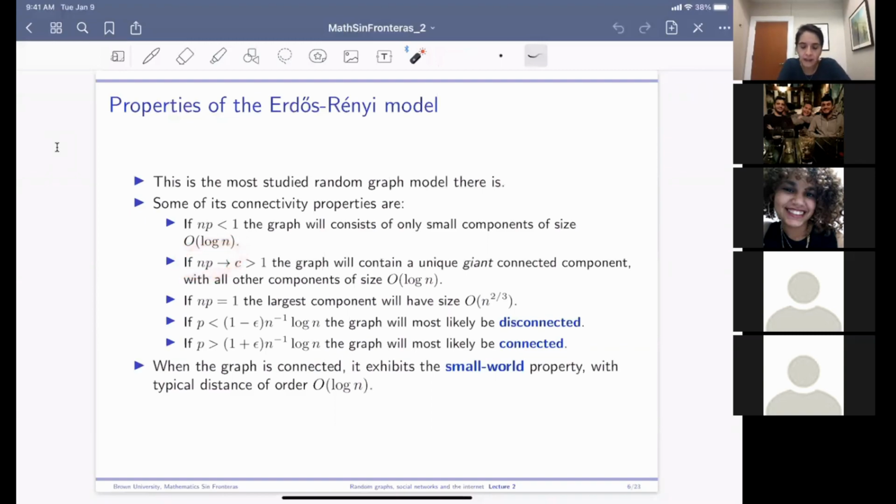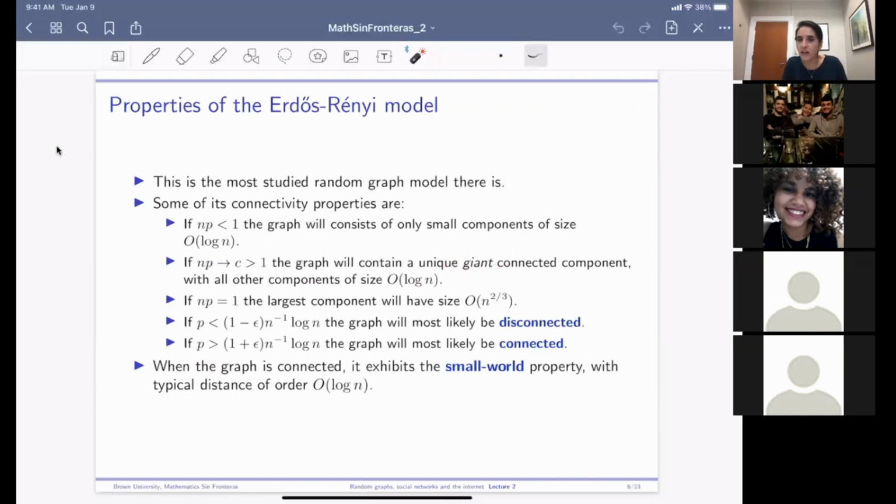However, if n times p converges to a constant as n grows and p goes to 0, so if p is of the order c over n, where in the limit n p converges to some constant c, and if c happens to be bigger than 1, then what we're going to see is that there's going to be one big component that we call a giant.